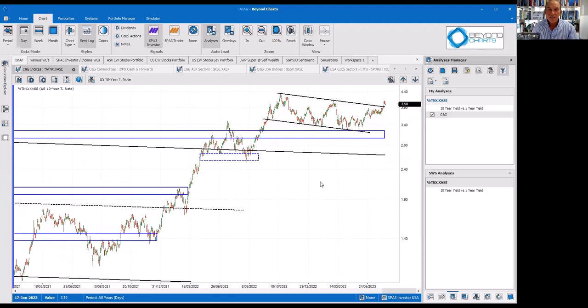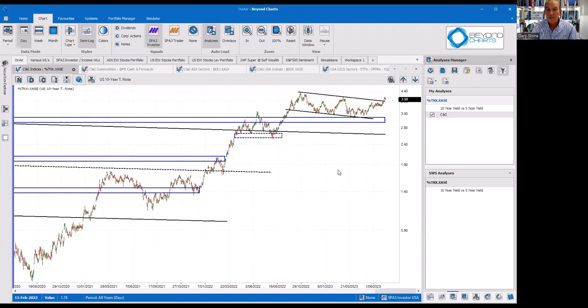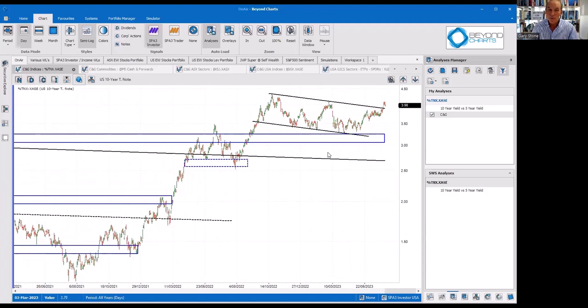But if this is a declining wedge, a falling wedge, then that is a continuation pattern or a bullish pattern, in which case you would see a breakout to the upside being confirmed. Which one it is will only be confirmed by the price action that goes on from here. So what role will interest rates play in the coming weeks and months? A big one, there's no doubt.